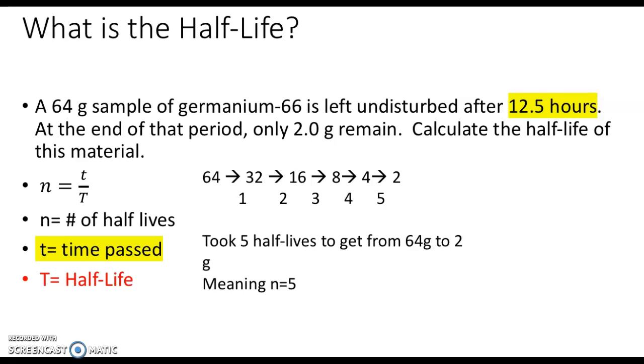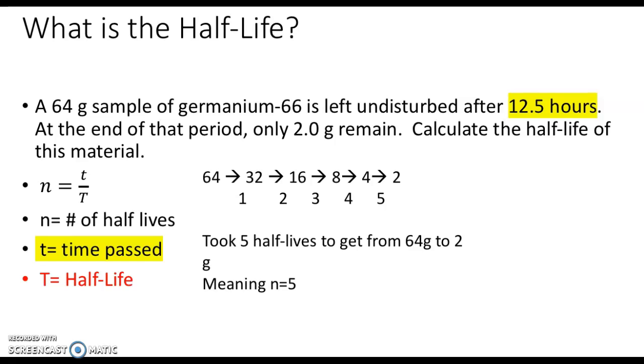Now I'm stopping at 2 because it tells me that I only have 2 grams remaining. I started at 64 because it told me that I had originally 64 grams. So that took 5 half-lives for me to get from 64 to 2 grams. So my n value equals 5. So now that I have my n value and I also have my little t, I'm going to go ahead and calculate for my big T.